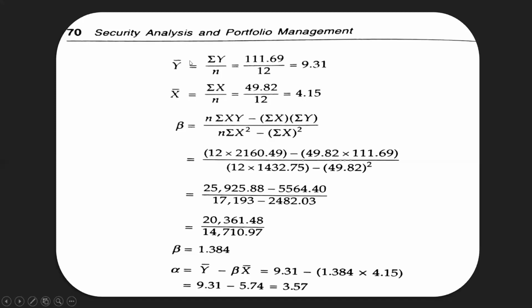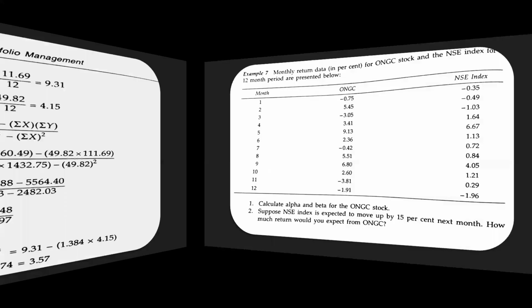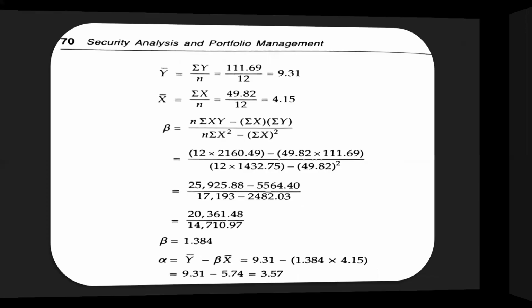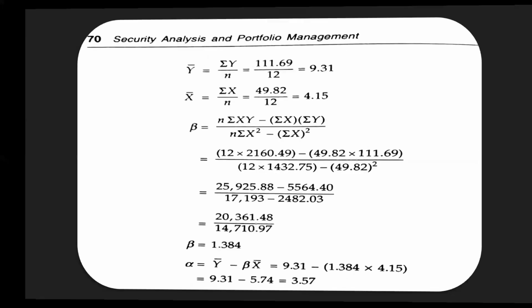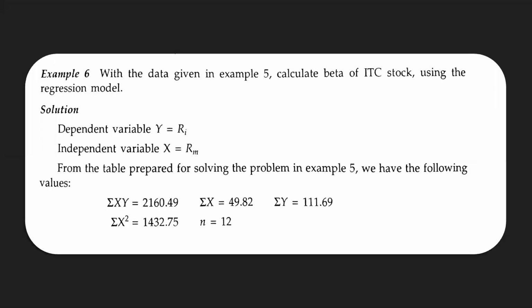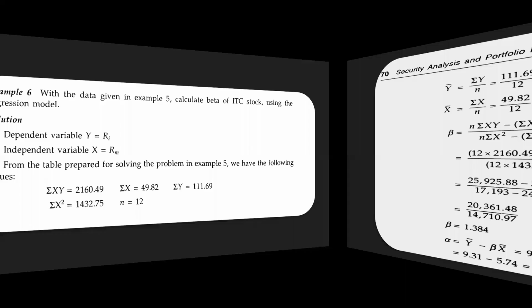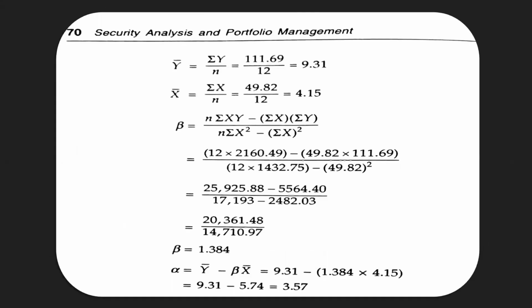So you have already calculated the y bar and the x bar, and the beta value has also been determined. Now y bar minus beta into x bar will give you the alpha value, and we have determined the alpha value as 3.57. Once the beta value and alpha value have been calculated, we can determine the expected return. But in the question, you have only been asked to calculate the beta value using the regression model. So we have already calculated that.